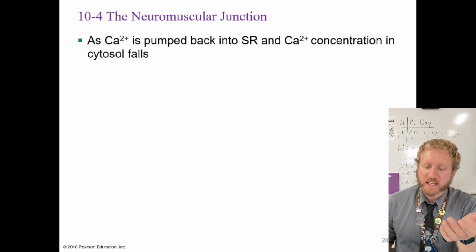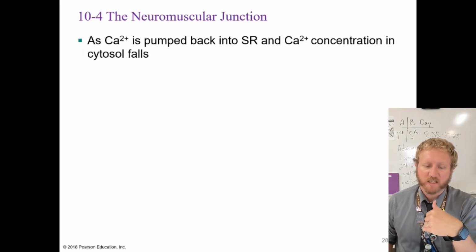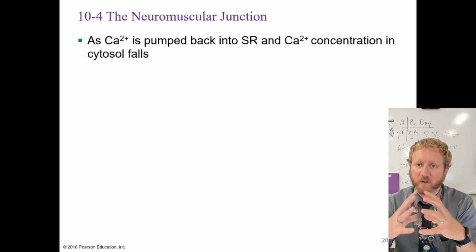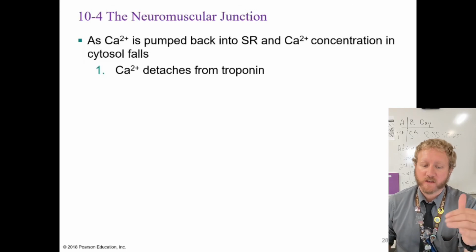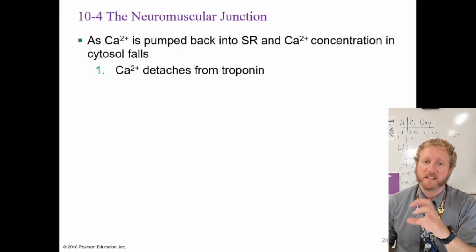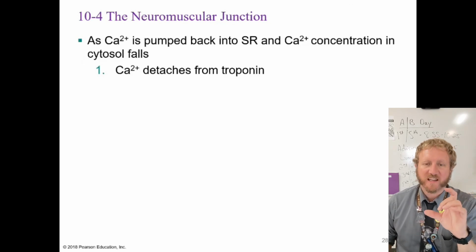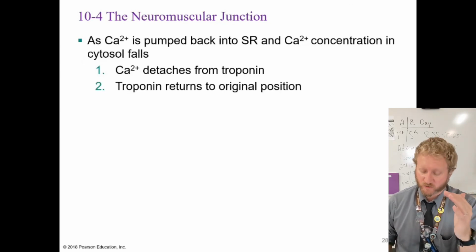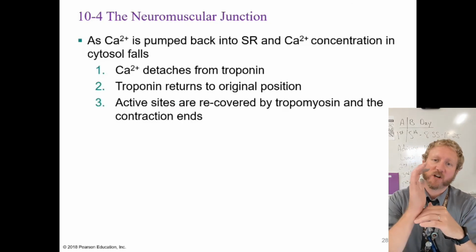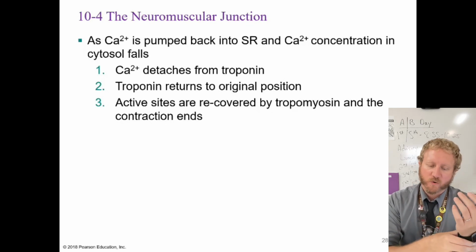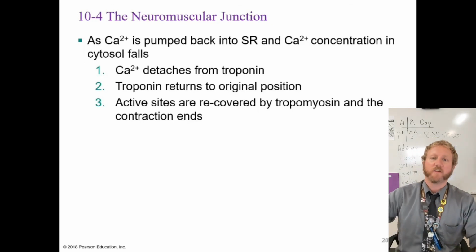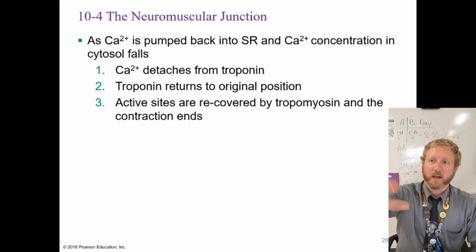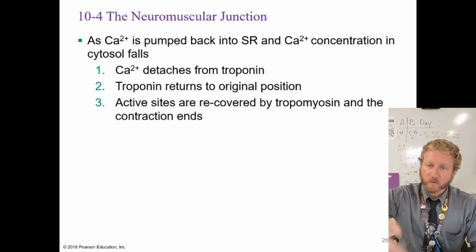Calcium ions, as they get pumped back into the sarcoplasmic reticulum, so out of the cytosol, out of the sort of free floating in the cell, because the concentration is going down, the calcium is going to detach from the troponin, which is going to cause that tropomyosin complex to reset to its original position, and that's going to hide those active sites. And so then the myosin heads are not able to form those cross bridges, which is going to stop the contraction. So then, if I want to stop the contraction, I'm not able to create that tension.